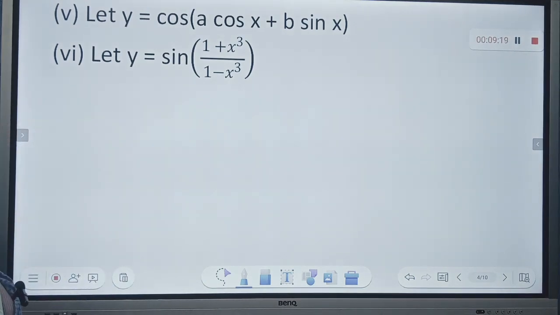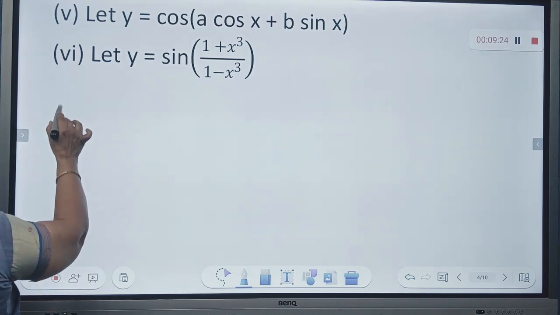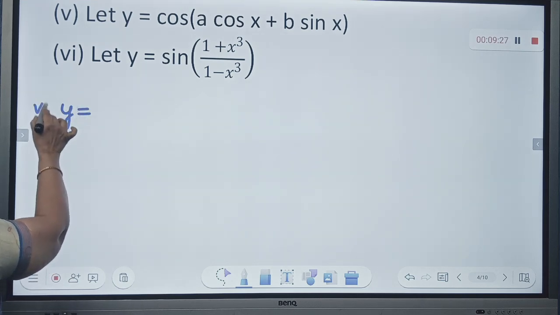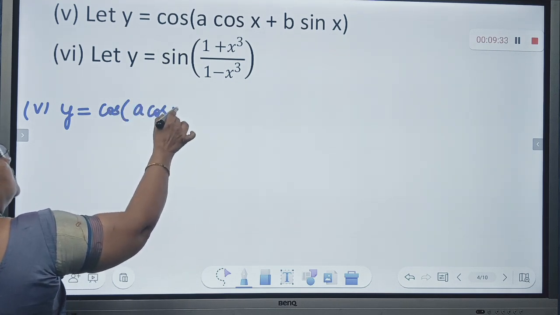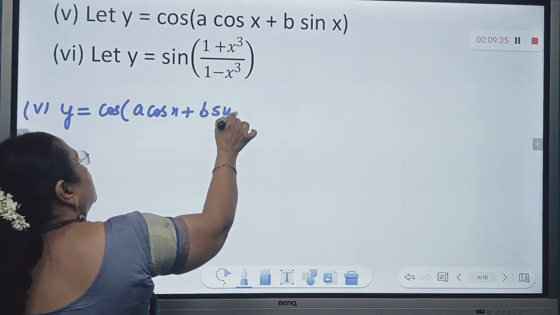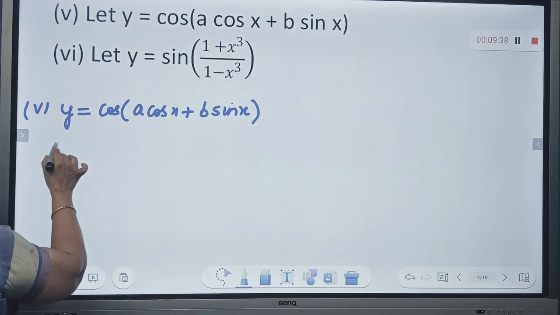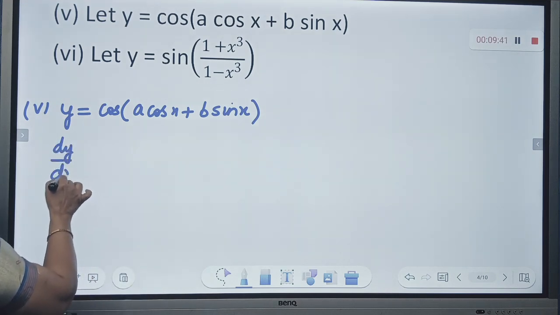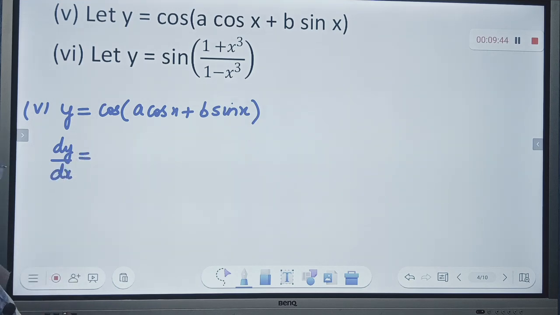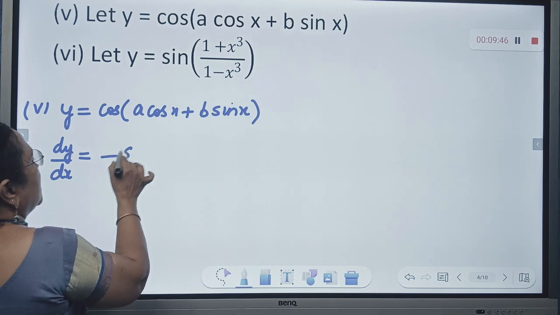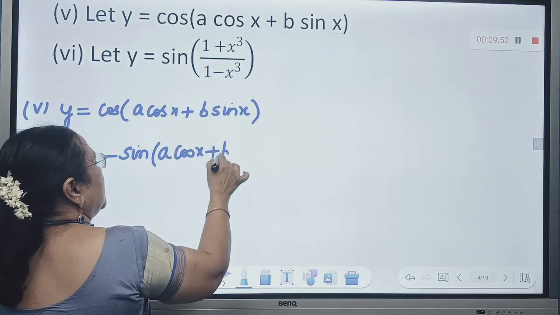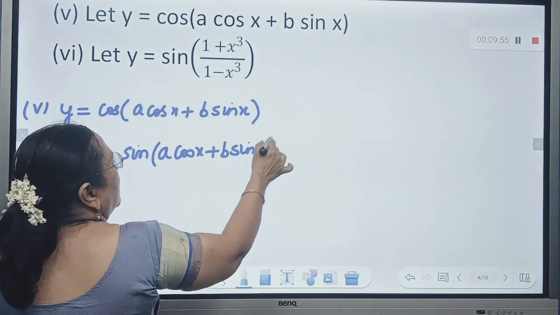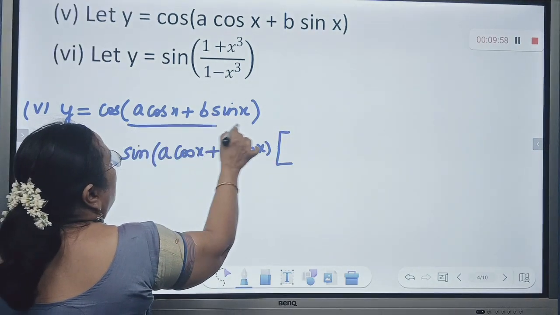Now look at this problem. y equals cos of (a cos x plus b sin x). Now dy by dx will be, if y is cos x, dy by dx is minus sin x. So minus sin of (a cos x plus b sin x) into the derivative of this.